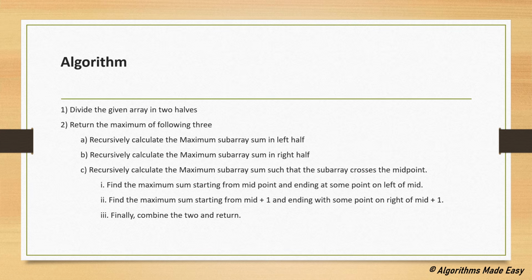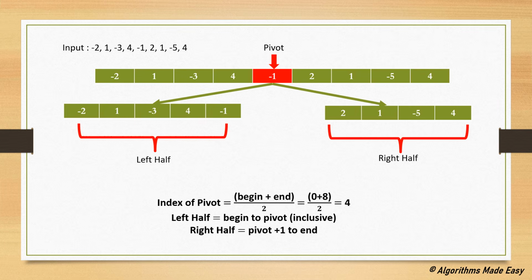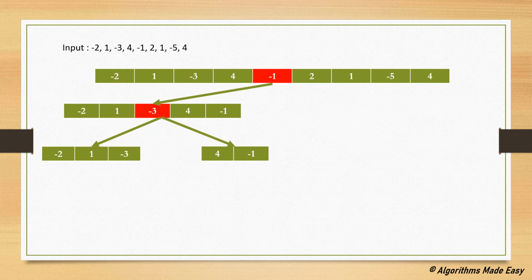Let's see it with an example. Here is our input array. We will divide the array into two halves. For this, we use pivot. Pivot is generally the midpoint of the array. The left half is the array from starting index to the pivot element, and the right half is the array from pivot plus 1 till the end. Similarly, we would divide our array further till we have individual elements.